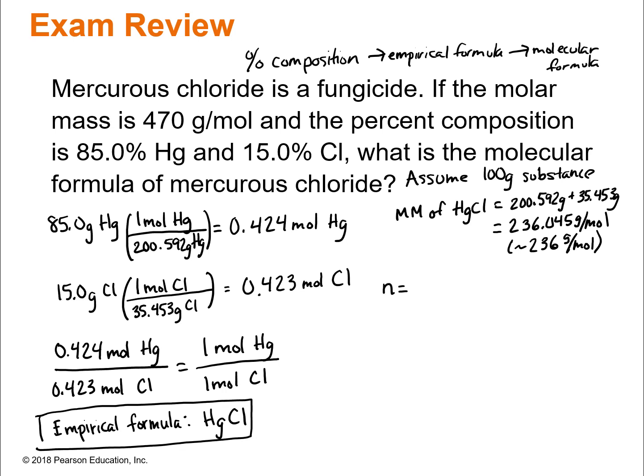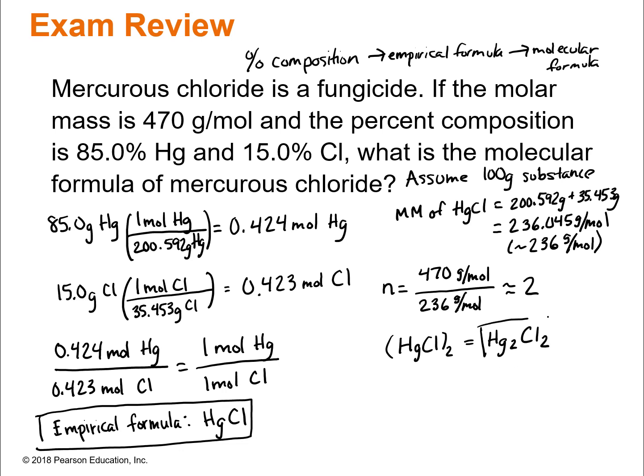You take the molar mass of the substance, which is given in the problem, and divide by the molar mass of the empirical formula. That gives you about 2. It's like 1.99. That's 2 in my book. So that means we're going to multiply our empirical formula by 2. And this is our molecular formula.